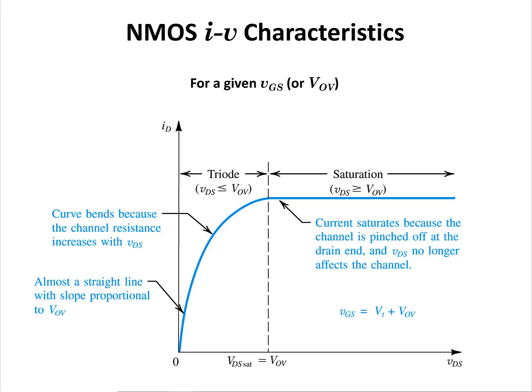Here is the IV curve of an NMOS for a given V_GS, or a constant V overdrive value. For small V_DS values, we are at this region. The IV curve looks like a straight line.